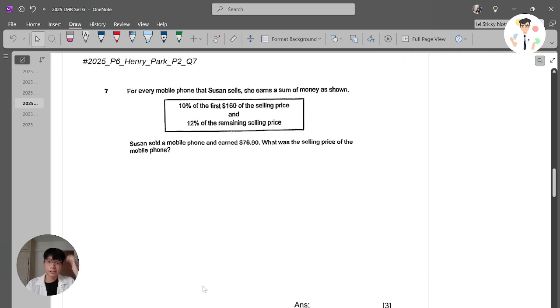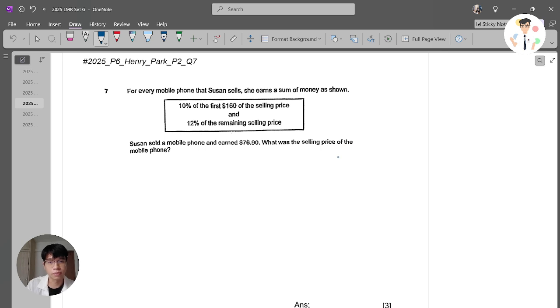Okay, so this is not a very difficult question, but it's kind of a question that I think we have not practiced for a short while. That's why I'm choosing this question to discuss.